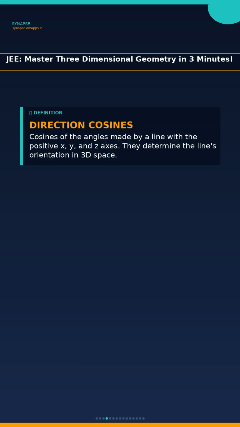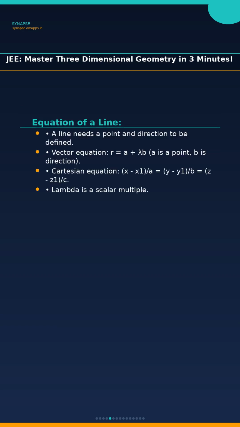Okay, let's define direction cosines formally. Direction cosines are the cosines of the angles made by a line with the positive x, y, and z axes. They determine the direction of a line in 3D space. Next up, let's tackle the equation of a line. To define a line in 3D, you need a point and a direction.